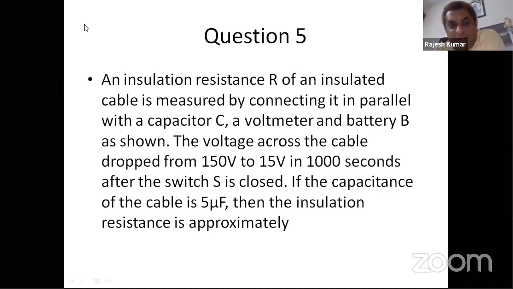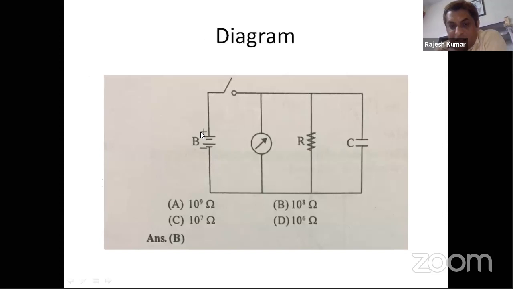one more question that we have is that, I will show you a diagram also. The insulation resistance R of an insulated cable is measured by connecting in parallel with a capacitor C, a voltmeter, and a battery B as shown in the figure. You can see that battery B is there. Then we have got a resistance. Then we have a capacitor. Then we got a switch.